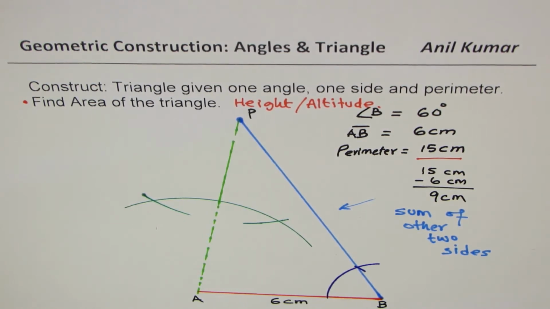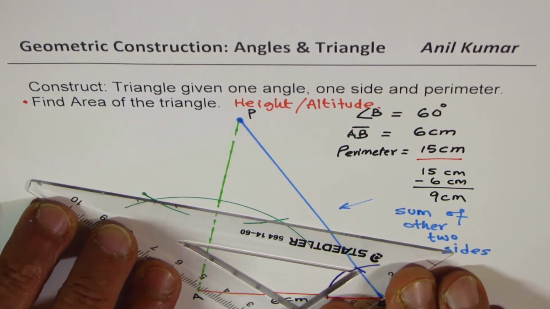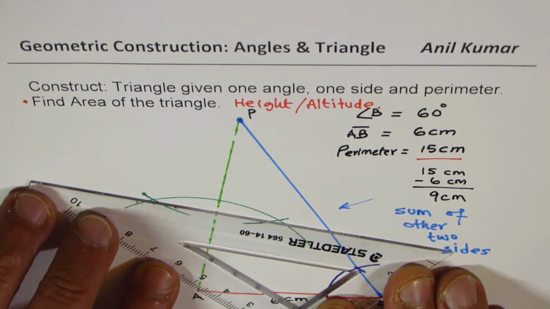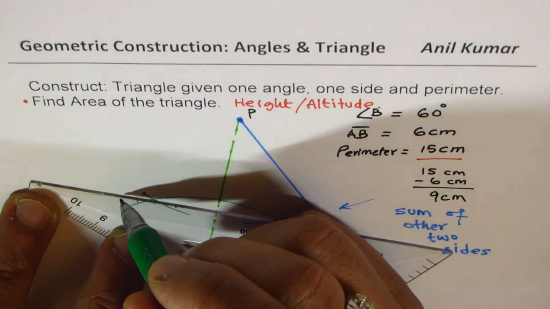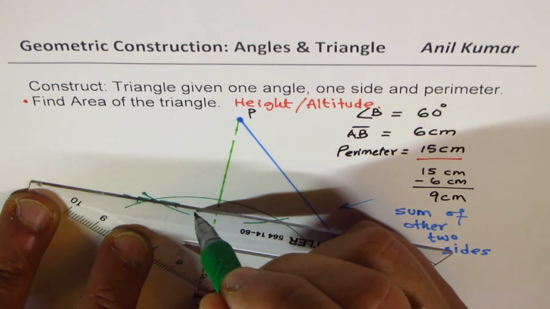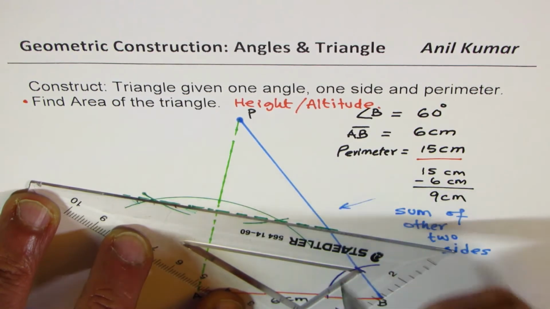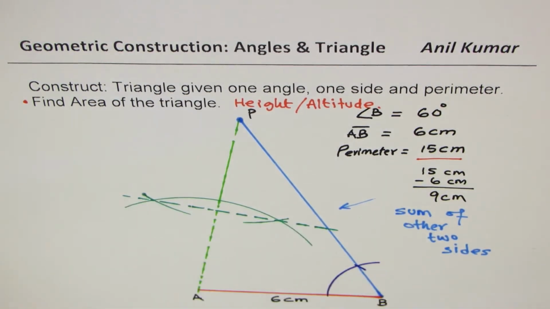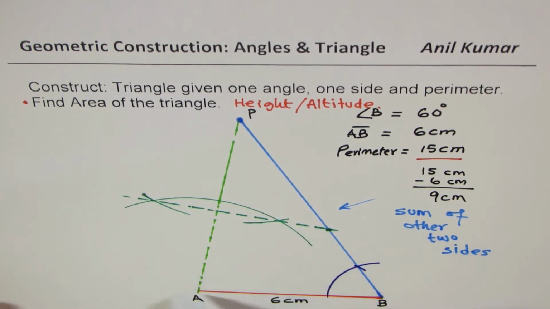If I bisect this line AP, then I'm actually getting all the points which are the same distance from A and P on this particular line. So I hope you appreciate this part, right? When I bisect this line AP, what I get is a line where all the points are the same distance from A and P, correct?